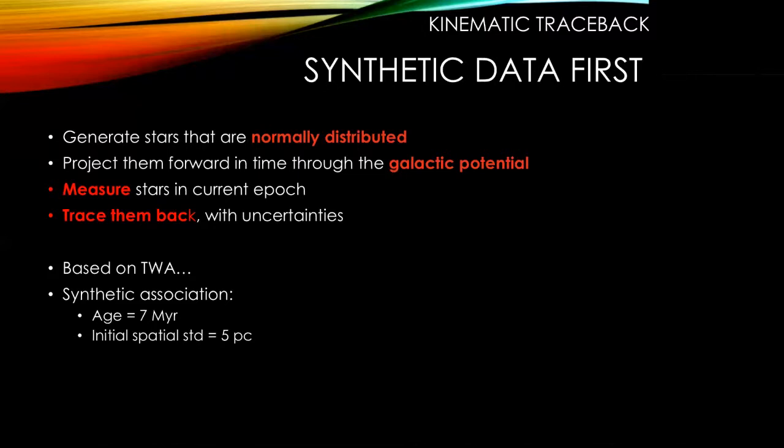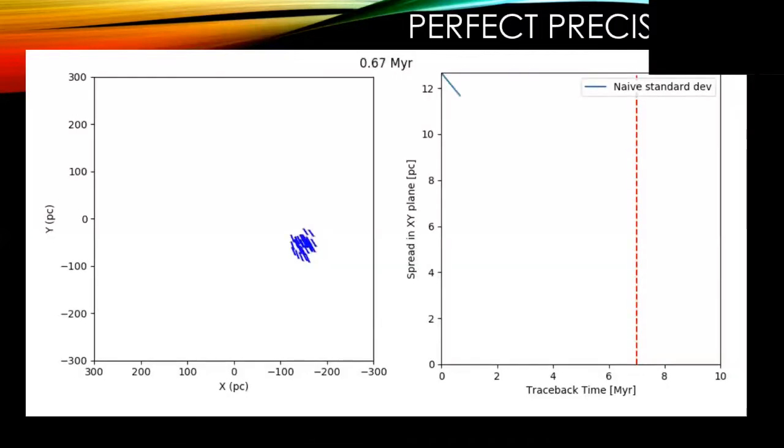I based my synthetic group on TWA, so it's got a similar age, precisely 7 million years. TWA is about there, maybe. Its initial spatial standard deviation is 5 parsecs, so the whole volume is about 10 parsecs across. Pretending we have perfect precision, they start off here 7 million years ago and project forward in time.